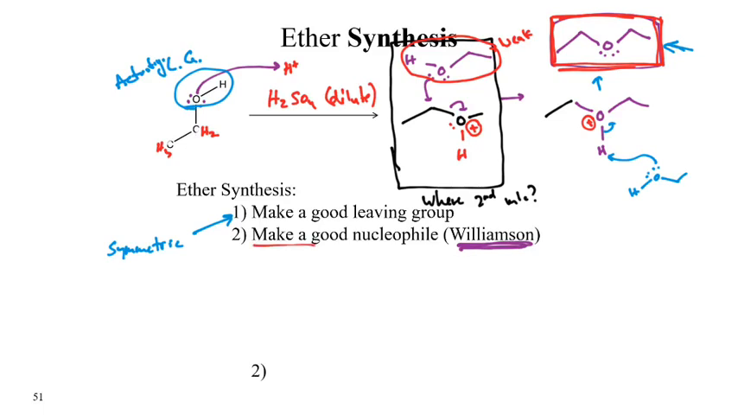If we follow the Williamson synthesis, we can throw in a starting substrate, and we can now throw at it a really strong nucleophile that has any variety of different pieces coming off, which means I can make an asymmetric ether. And so that becomes the advantage of the Williamson synthesis, and that's why it is typically named, because it gets a little bit more versatility in the amount of ethers that can come out of it.